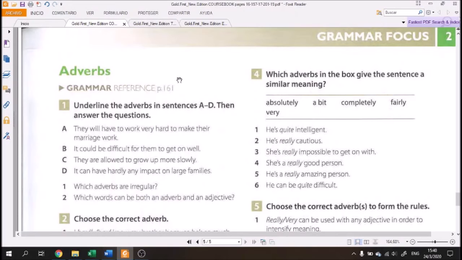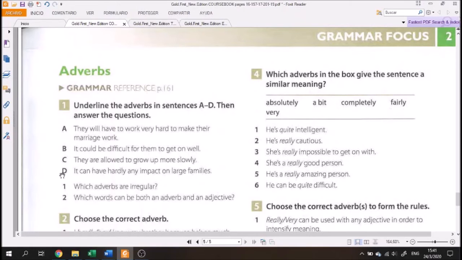I need you to tell me what an adverb is. What is the function of the adverb? We know the adjective modifies the noun. So what does the adverb modify? Can you tell me in the chat? Yes, definitely. The adverb modifies the verb.